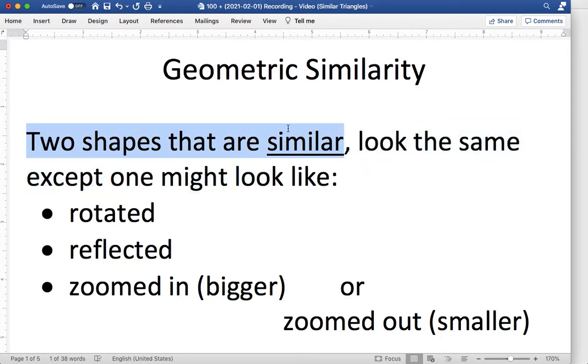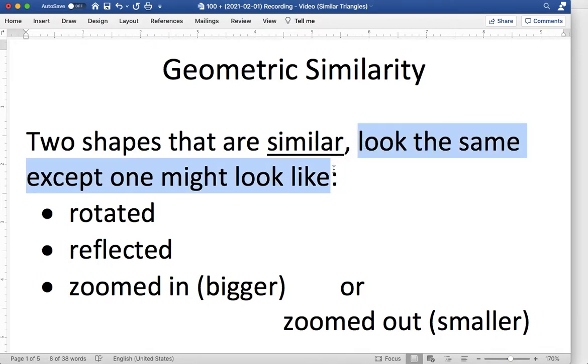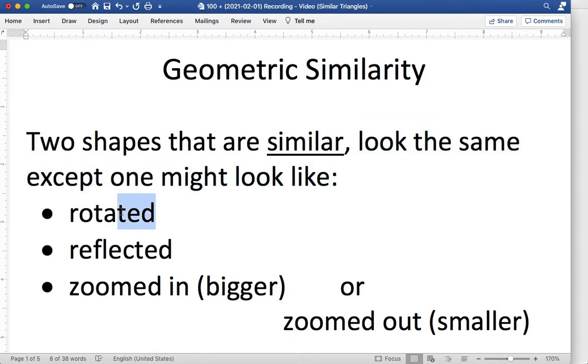Two shapes are similar when they look the same, except for one of these things might have happened to them. One image might look rotated or turned compared to the other one. One of the images might look reflected, sort of the way when you look at the mirror, you see a reflection. One of the images might look like you zoomed in on it and made it look bigger, or zoomed out and made it look smaller.